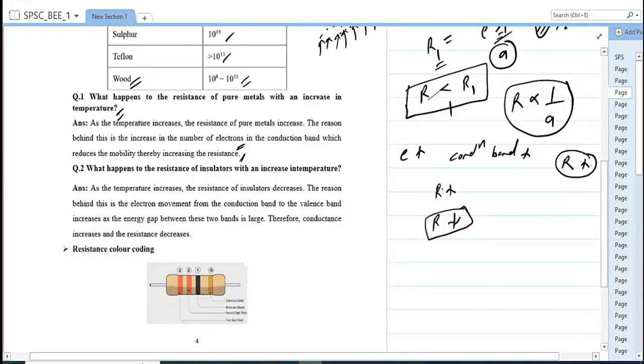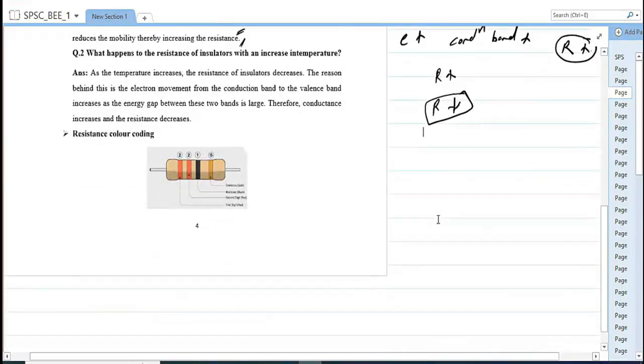Okay. Now, I have seen in your question paper, last year's question paper, and I have found these types of questions frequently.